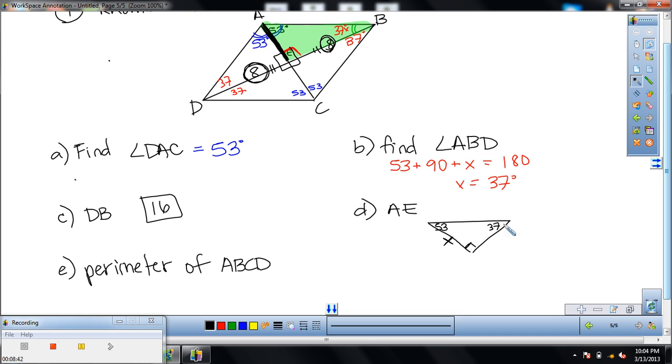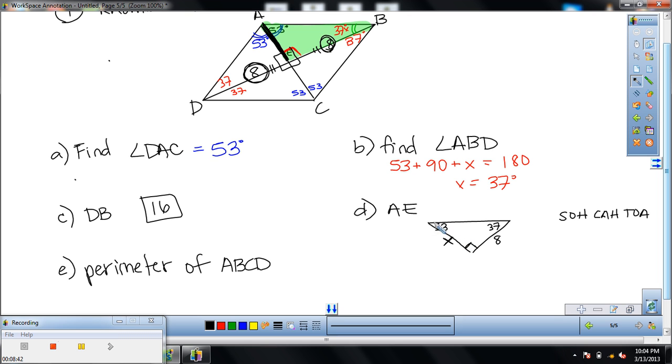I know that my side over here, which was part of the diagonal, is 8. I want to find this side. I do have a right triangle, but I can't use the Pythagorean theorem because I only know one of the sides. I can't use 30, 60, 90, or 45, 45, 90 because my angle measures just don't allow it. So all I'm left with is my SOHCAHTOA. I have to use some trig to help myself find this measurement.